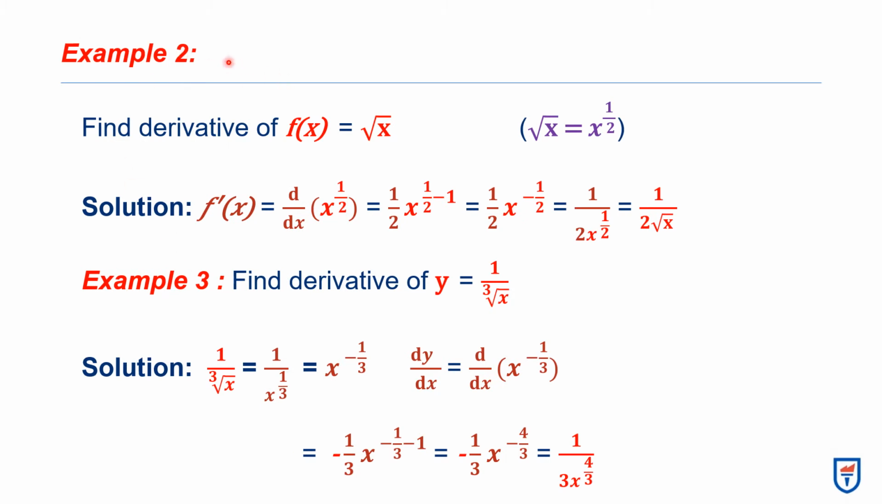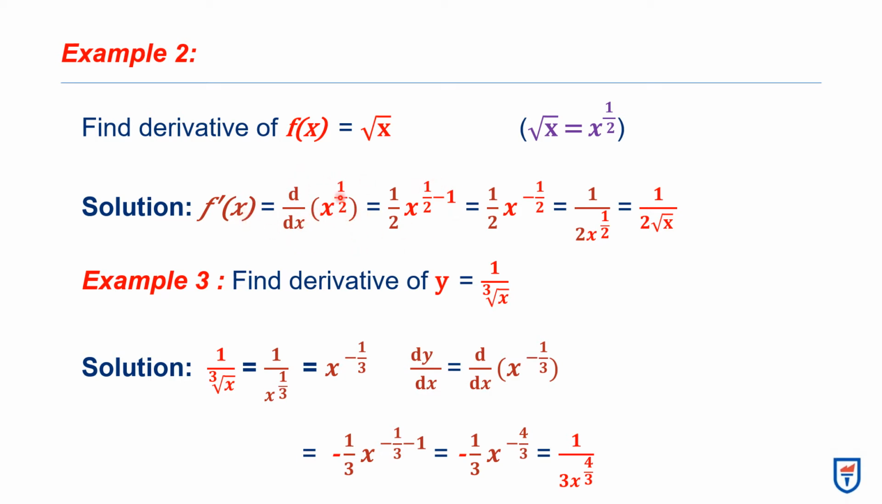Let's now look at our second example that says, find the derivative of f(x) is equal to root x. Root x is the same as x to the power half. So when we have root x, we can change it to x to the power half. And when we're finding the derivative of f(x), which is f'(x), it is going to be d/dx of x to the power half.